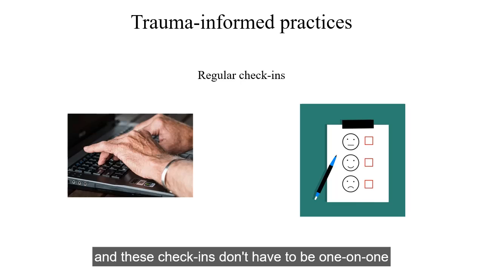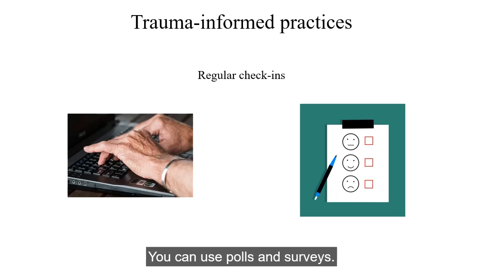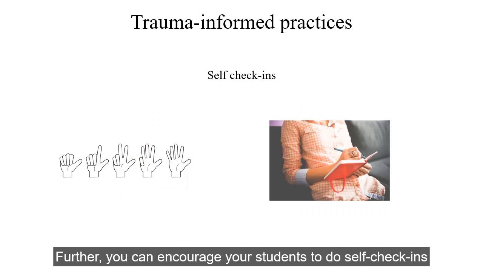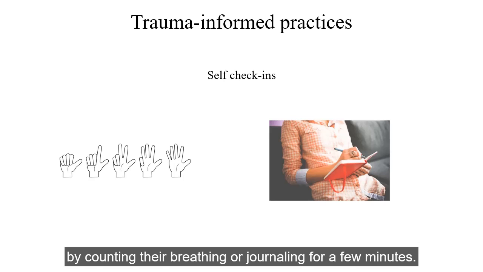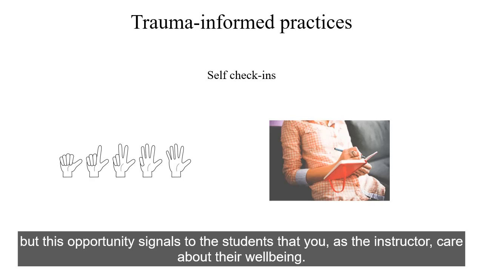And these check-ins don't have to be one-on-one if you don't have the time to interact with each student. You can use polls and surveys. Further, you can encourage your students to do self-check-ins by counting their breathing or journaling for a few minutes. This provides your students an opportunity to look inward and not share that information with you as the instructor, but this opportunity signals to the students that you as the instructor care about their well-being.